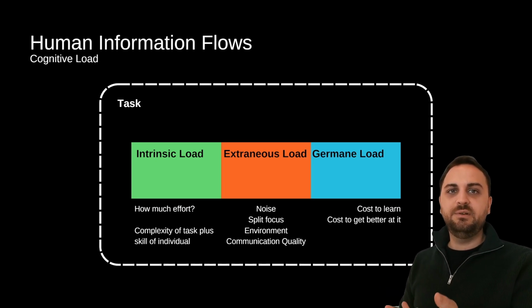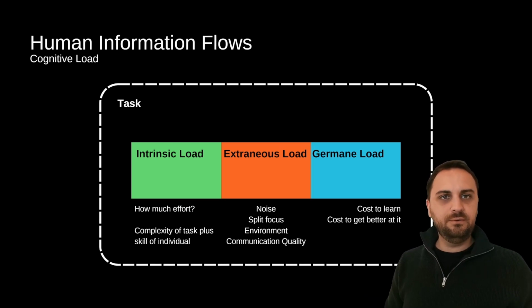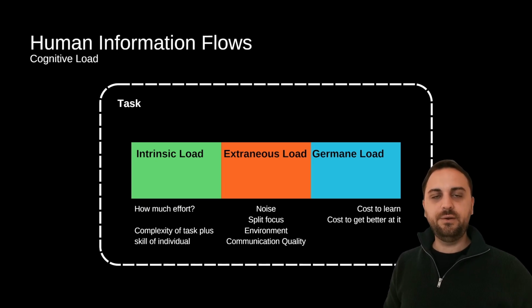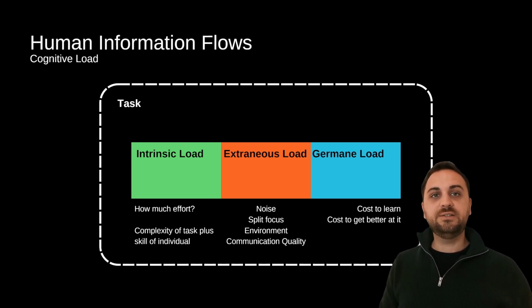And I simplify it a little bit here to say intrinsic is how much effort is it, which is not simply a universal number. It actually factors into the individual's skill. So if somebody's highly skilled, it's less load. You have extraneous, which is your environment. So how distracted is somebody? How loud is the environment? And then you have germane load, right? So the cost to learn something.